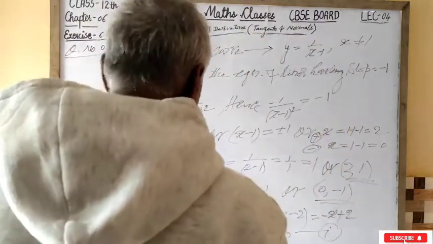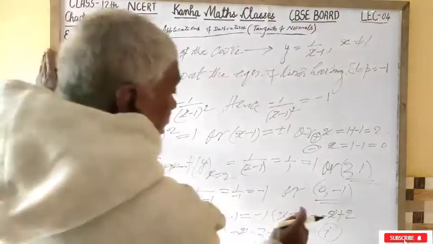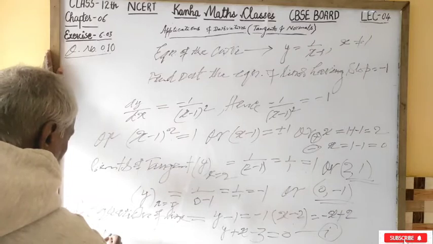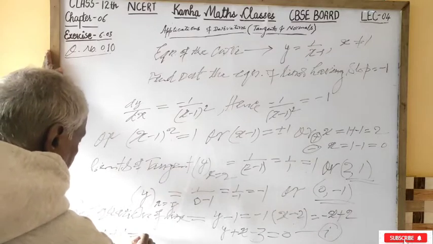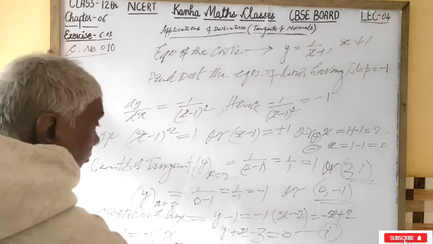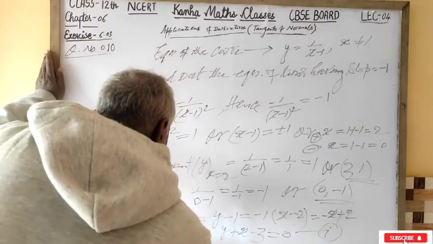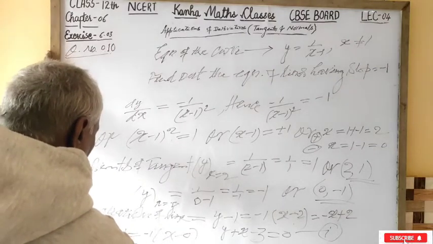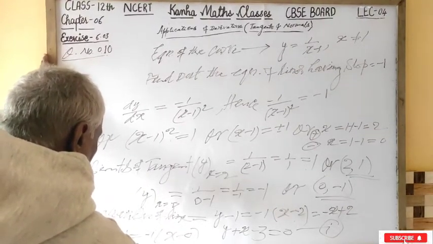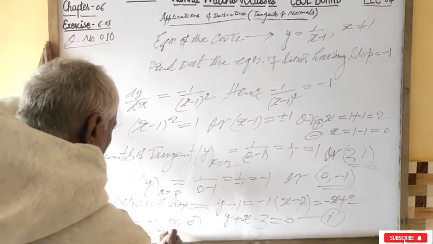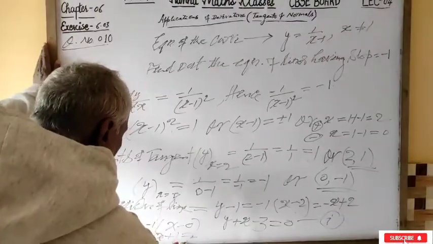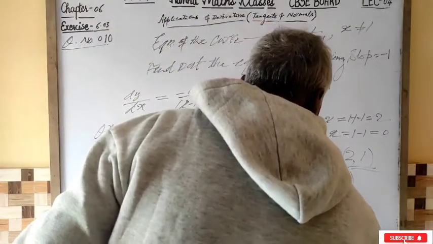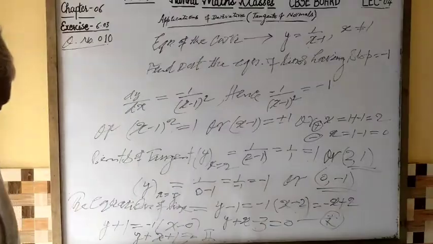And what about the second? y minus y1, meaning y plus 1, is equal to m, that is minus 1, into x minus x1, that is x minus 0, and this gives y plus x plus 1 is equal to 0. This is the second equation, and this is the first equation of the requisite answer.